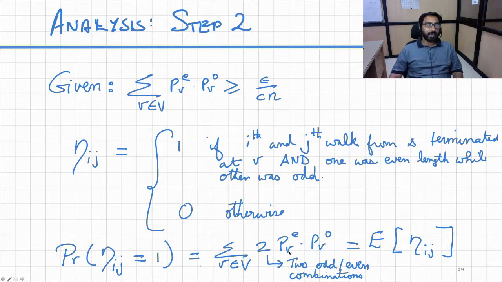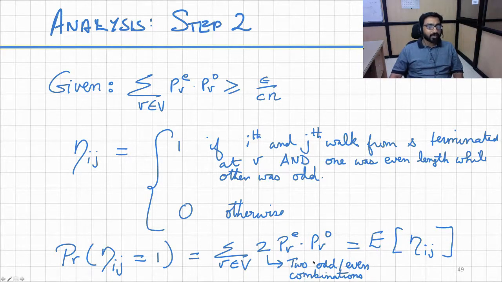So if, let's say, the ith random walk followed this probability and the jth random walk followed this probability, what you end up having is evidence of an odd cycle. The other option is that the jth random walk follows this probability, and the ith random walk follows this probability. So that's why we have this 2, because there are 2 ways in which these can combine.